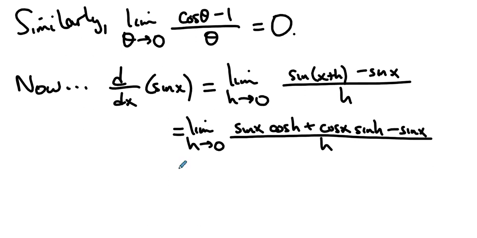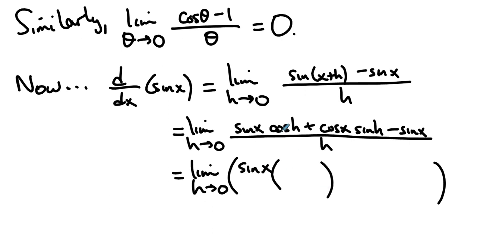And we can do a little bit of creative algebra, bring the sine x's all together and factor them out. Cosine h minus 1 over h. And then this part over here is cosine x times sine h over h.